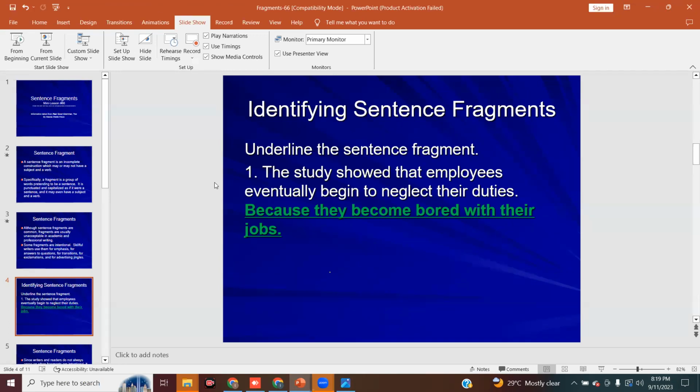All right. So there are different ways we can correct this. How can we correct this sentence fragment? What could we do? The employees. For the employees. Yes, the employees become bored with their jobs. Or we could just move the period and put: they become bored with their jobs.